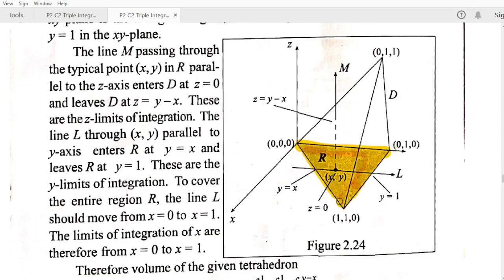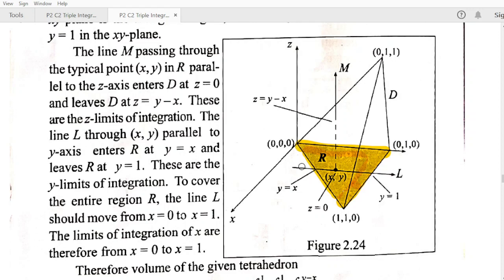So this particular region will be the shadow of the region on the xy plane. Here our region is already touching the xy plane, so we don't have to particularly find the shadow. It is already the intersection of this region with the xy plane. So this is the shadow here. Now observing this shadow on the xy plane, we can find the limits of x and y.